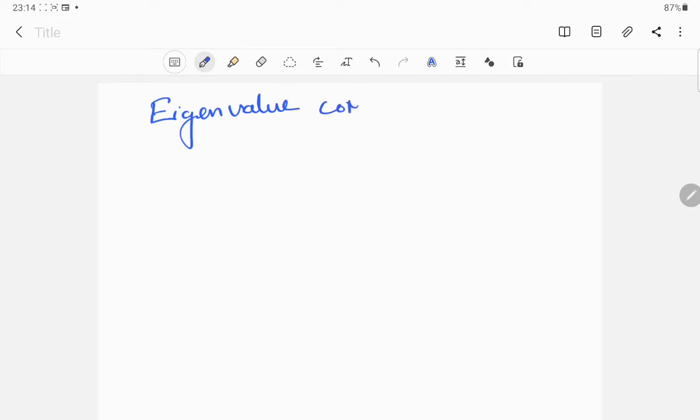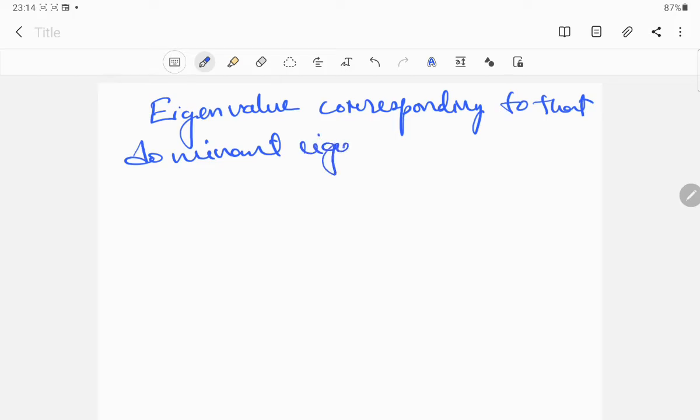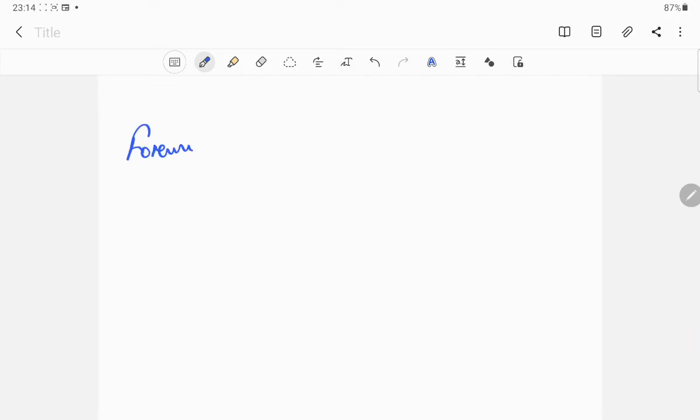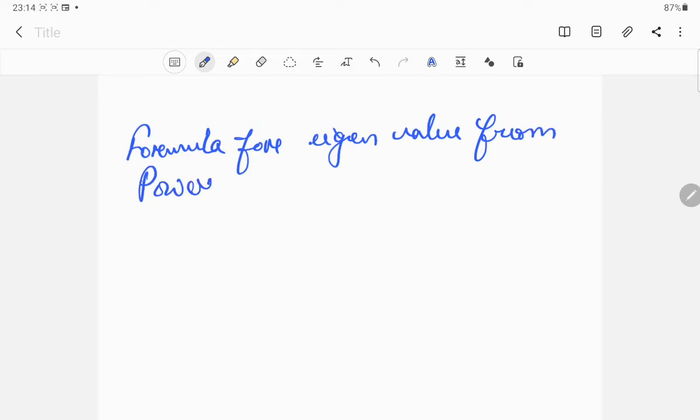Now you need to find out the eigenvalue corresponding to that dominant eigenvector x equal to 2.99, 1. For that there is a formula, the formula for the eigenvalue from the power method.